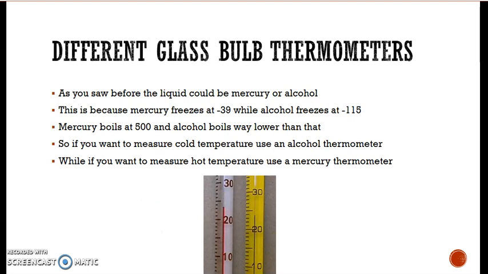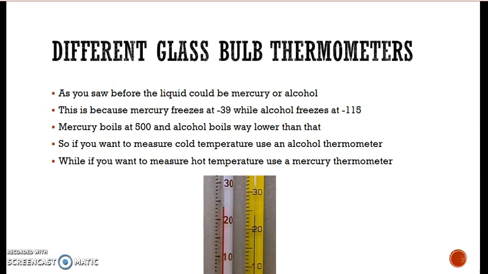Next, different glass bulb thermometers. As you saw before, the liquid could be mercury or alcohol. This is because mercury freezes at negative 39, while alcohol freezes at negative 118. Mercury boils at 500 plus, and alcohol boils way lower than that. So if you want to measure cold temperatures, use alcohol thermometers, and if you want to measure hot temperatures, use a mercury thermometer. So you can see this is the alcohol thermometer. They add food coloring into the alcohol so it becomes red. This is the mercury one. It's very thin. You'll see why in the next slide.